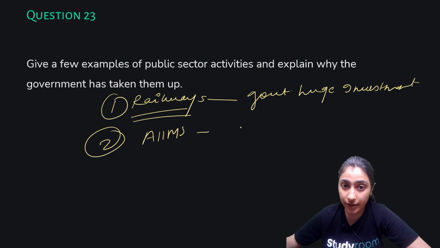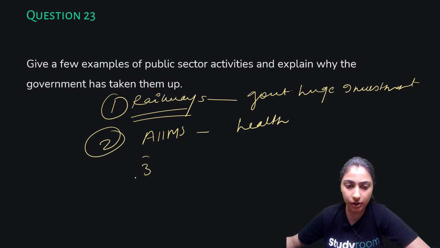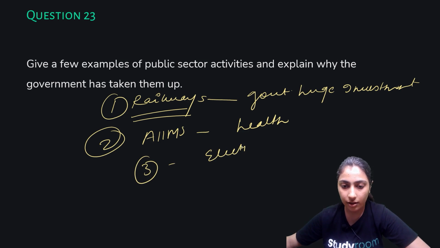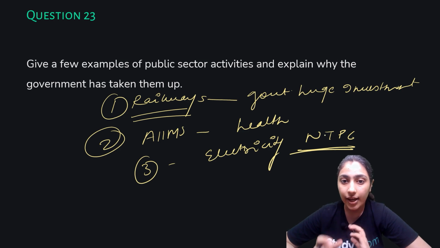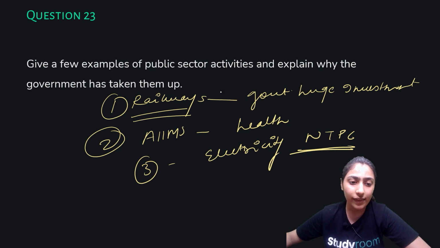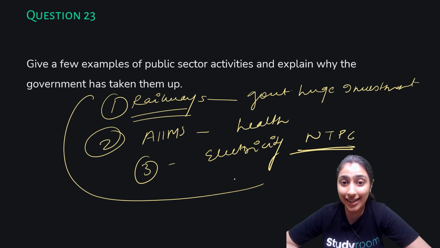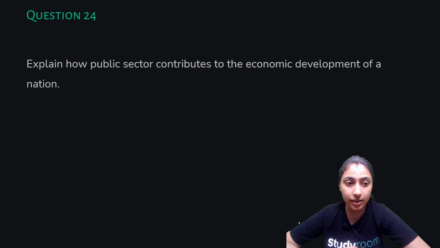again, because everyone can get the health benefit at a very cheap rate. It's very affordable. And your third can be electricity, of course. Nobody can forget electricity by NTPC. So these are a few examples of why government has taken them up. One reason that applies to all of them is that the citizens of the country can easily afford them, because government also agrees that not everybody can afford all these types of necessities, but these are necessities. So that's the main reason why government has taken them up.